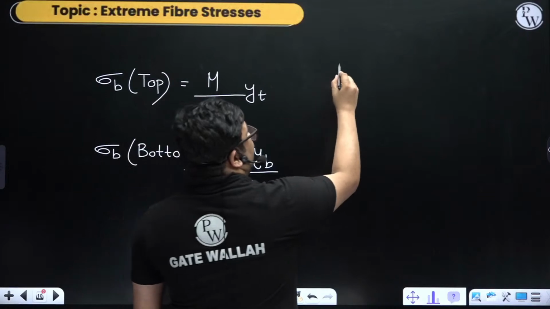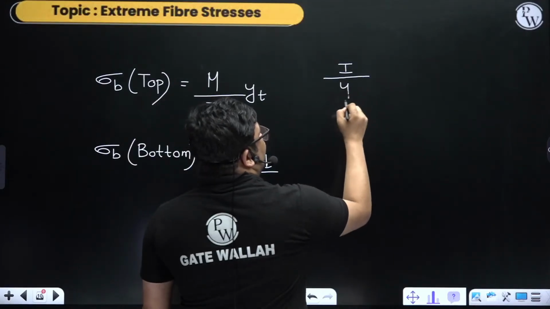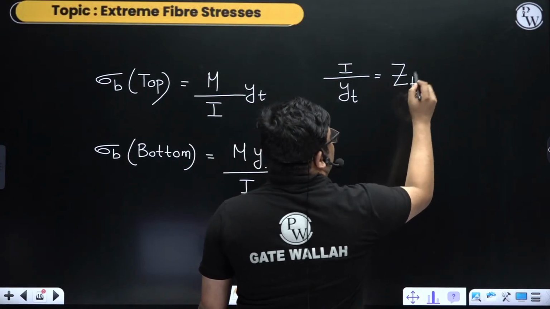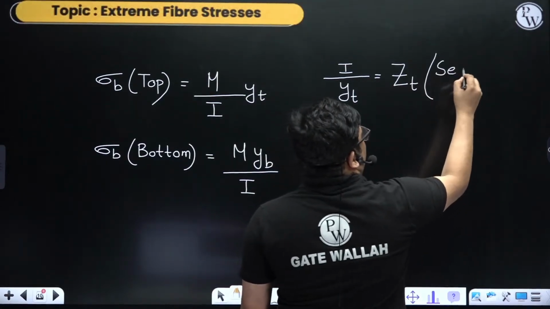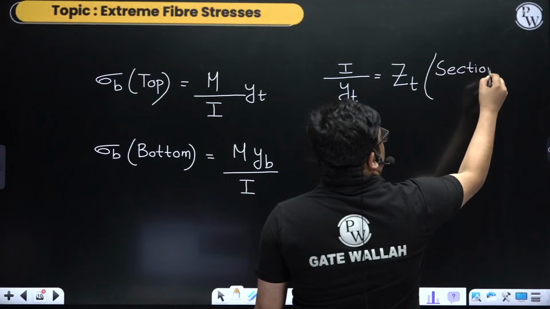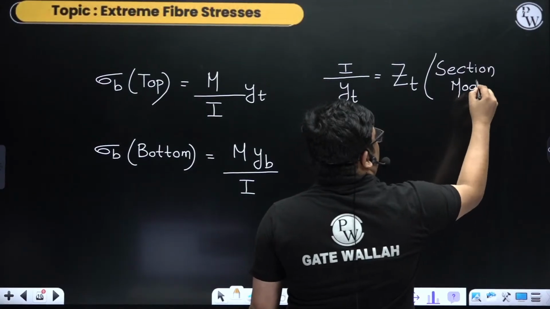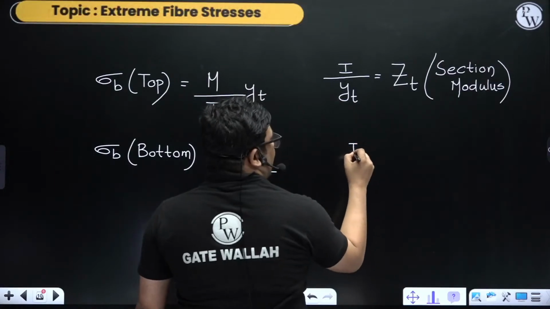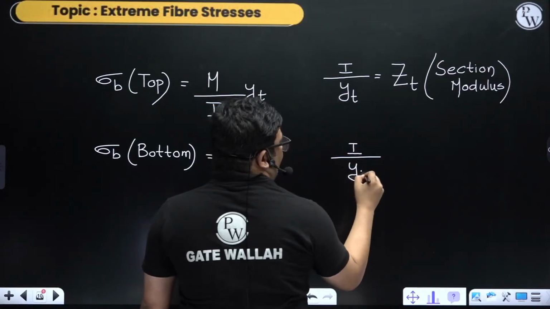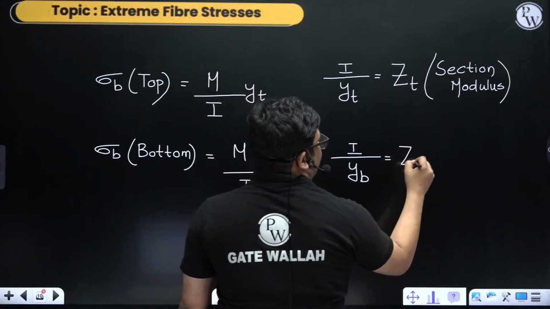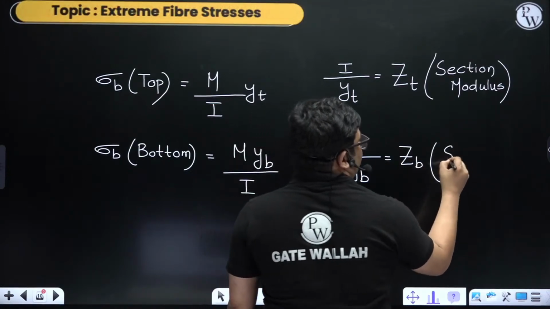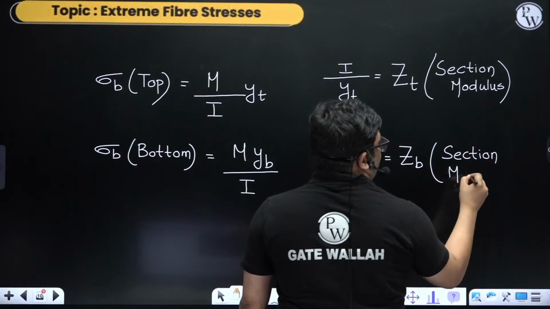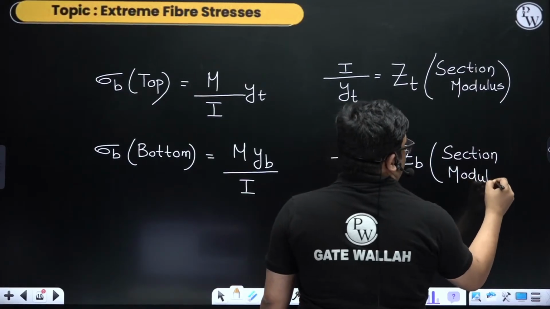This I by y top, we give a name known as the section modulus at top. And this I by y bottom also is a section modulus, known as the section modulus at bottom.